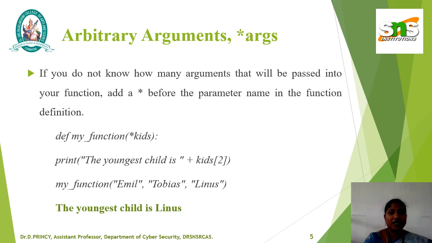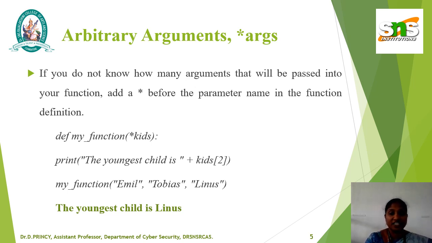Arbitrary arguments. Arbitrary arguments means sometimes we do not know how many arguments will be passed into a function. In that situation, we can use the asterisk before the parameter name in the function definition. For example, def my_function asterisk kids. Kids is the argument. Because I used the asterisk, I don't need to mention the number of parameters.